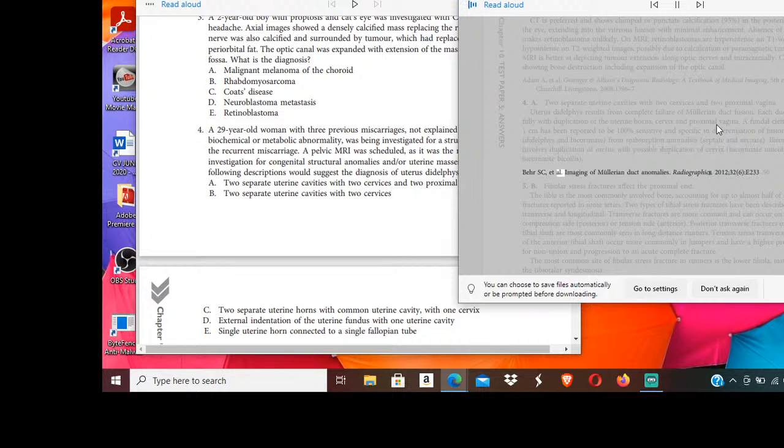Bear SC, et al. Imaging of Müllerian duct anomalies. Radiographics 2012. 5b. Fibular stress fractures affect the proximal end. The tibia is the most commonly involved bone, accounting for up to almost half of stress fractures reported.